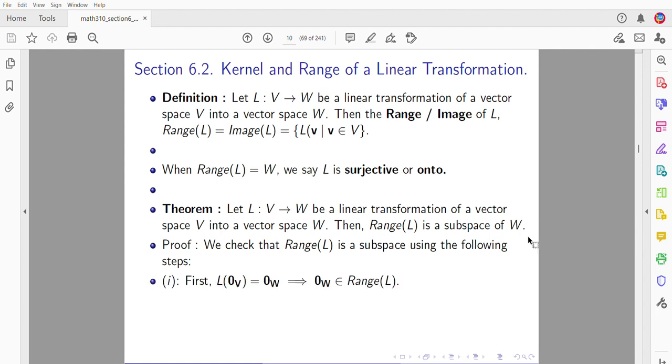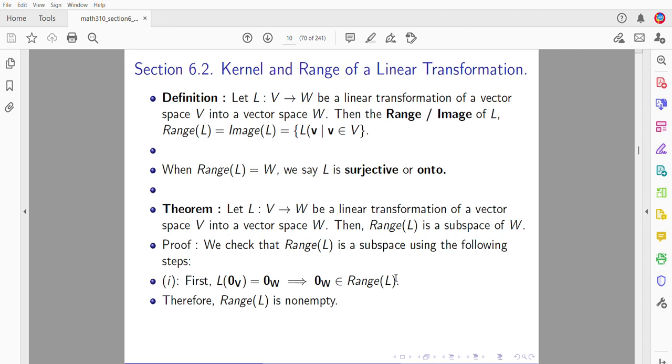First step, you know that L of 0 vector is 0 vector, right? That means this 0 vector 0_W is in the range of L. It is an image. So it is in the range of L. Therefore, range of L is non-empty.